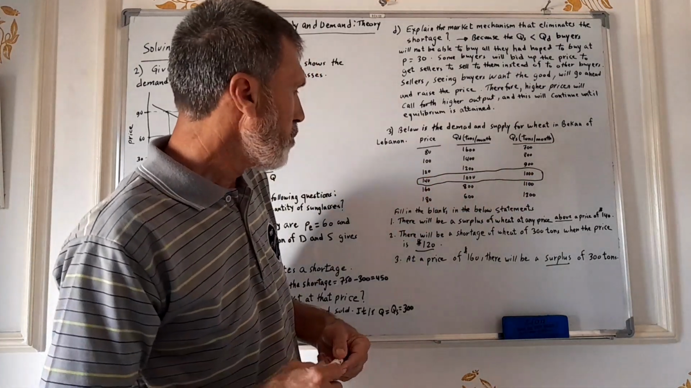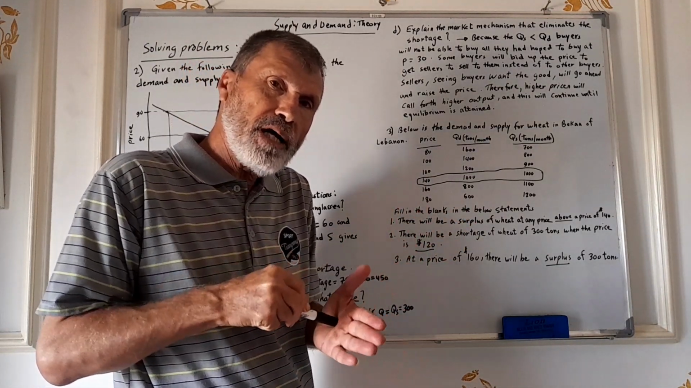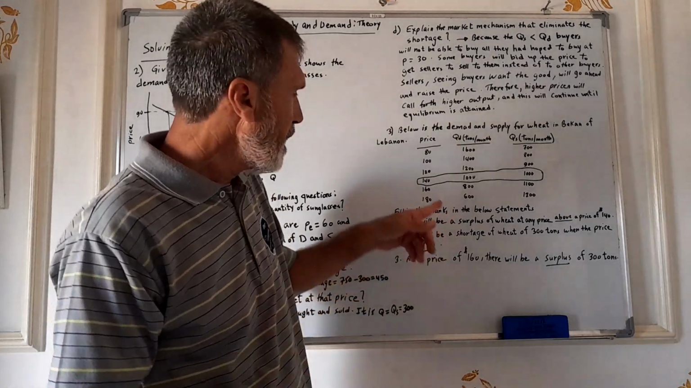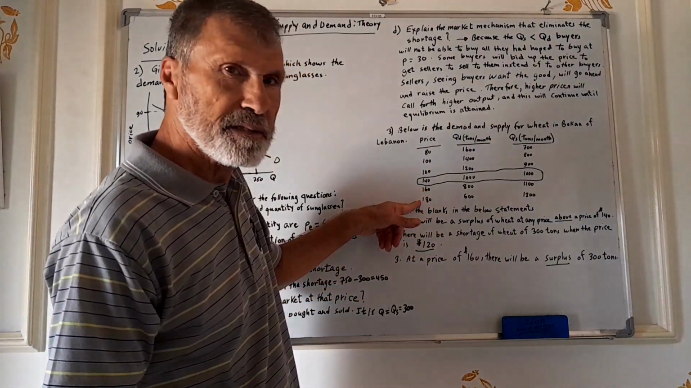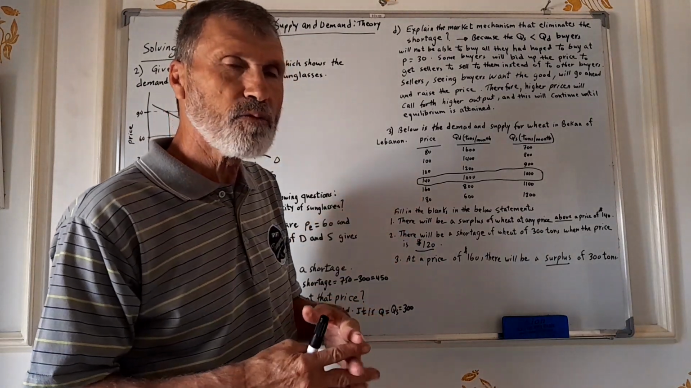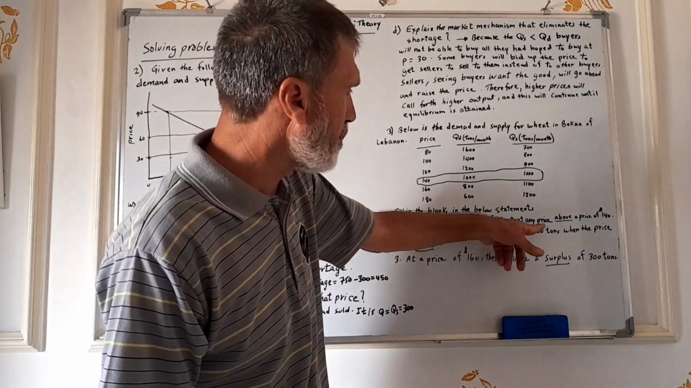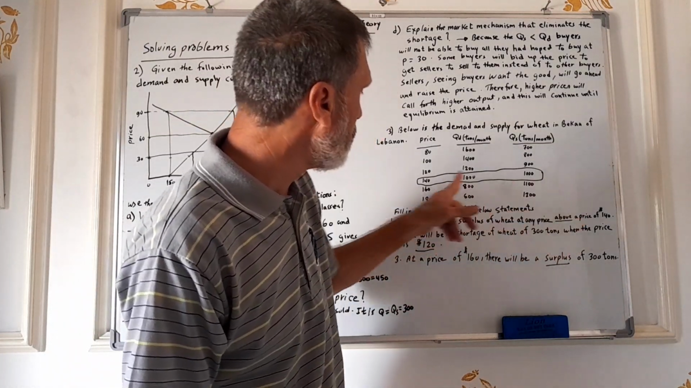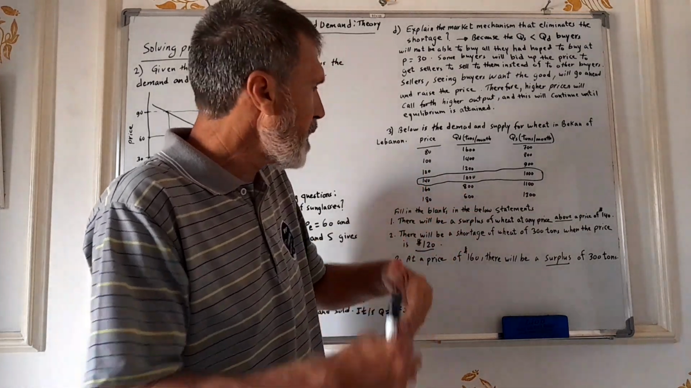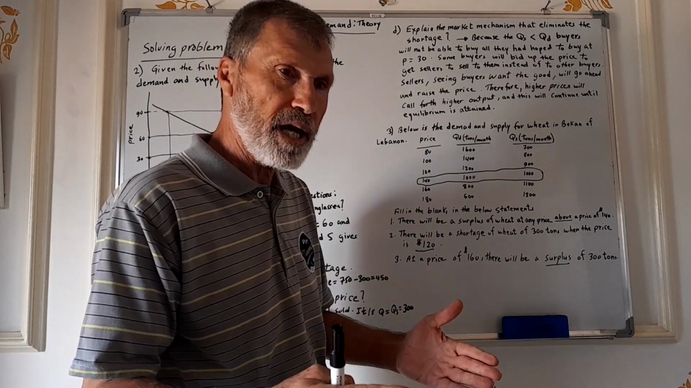So now we're talking about there will be a surplus. So we have to look at the price that is above 140. What is the price above 140? It is either 160 or 180. So at the price 160 or 180, we're going to have what? A surplus. He's saying there will be a surplus of wheat at any price above 140, which is 160 or 180. It's going to be greater than 140, so you're going to have a surplus.